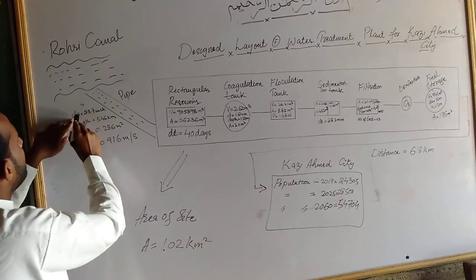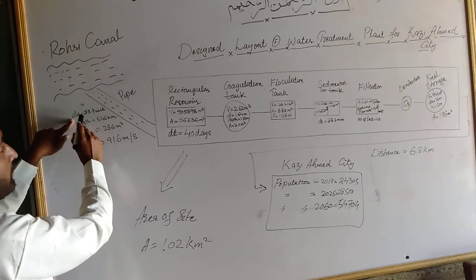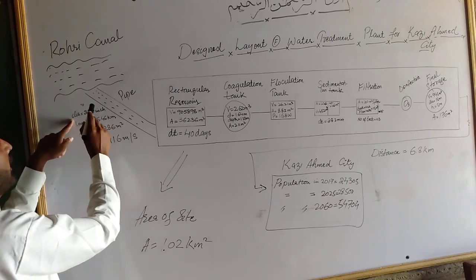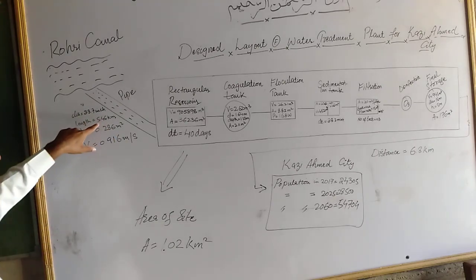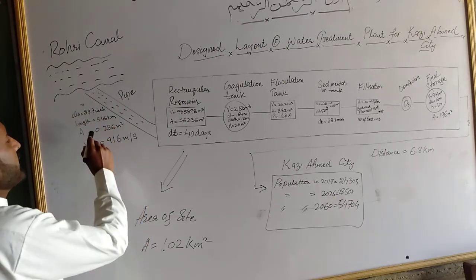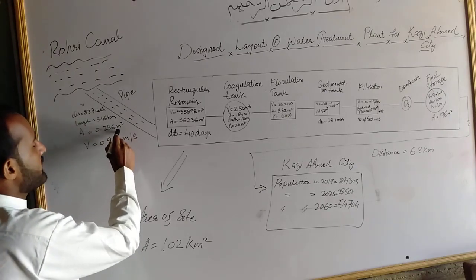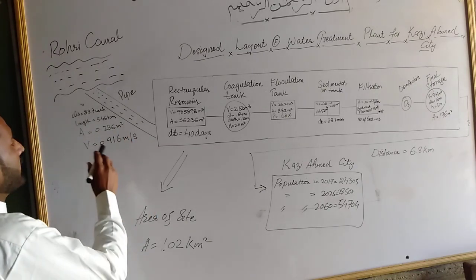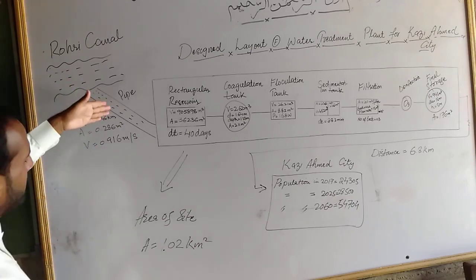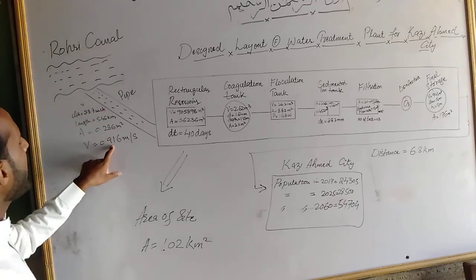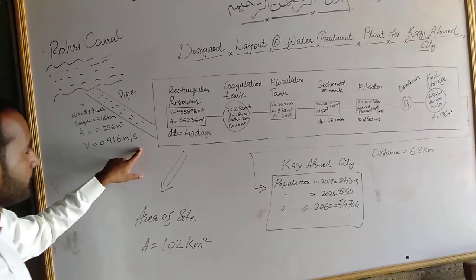The diameter of that pipe is calculated as 23.7 inches, and its length is 5.46 kilometers. Its area is 0.286 meters square, while the velocity through this pipe, through this conduit, will be 0.916 meters per second.